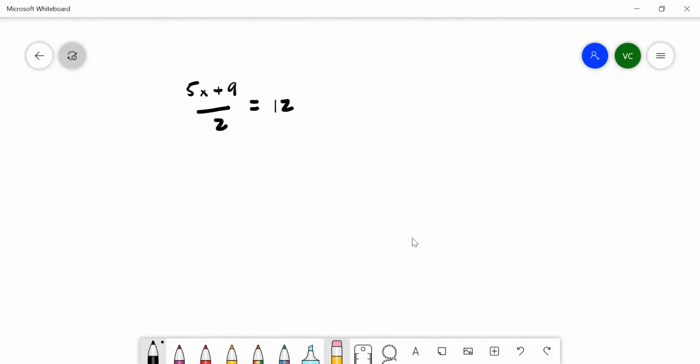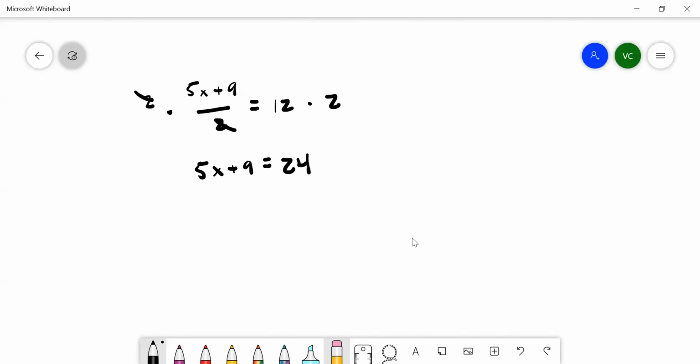If you multiply both sides by 2, you're on the right track. So let's multiply both sides times 2. 2 times the left, and then 2 times the right. So these will cancel out, and we get 5x plus 9 is equal to 24. Now, what should you do next? Try to solve the rest of the equation.